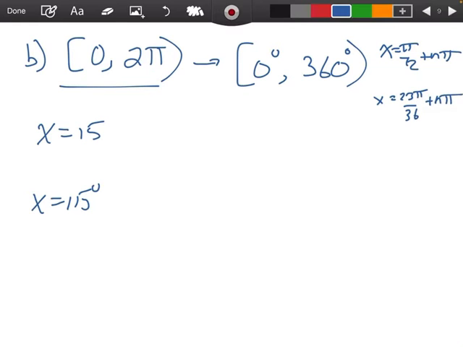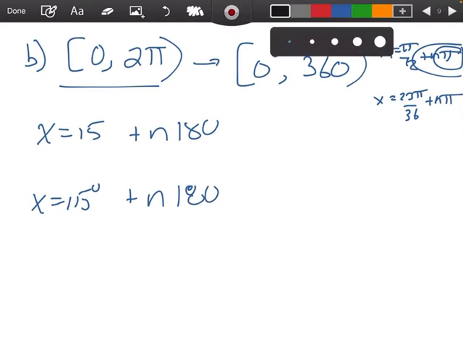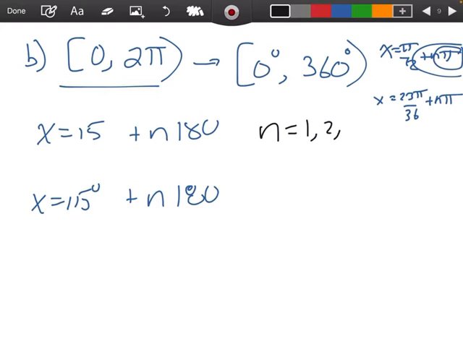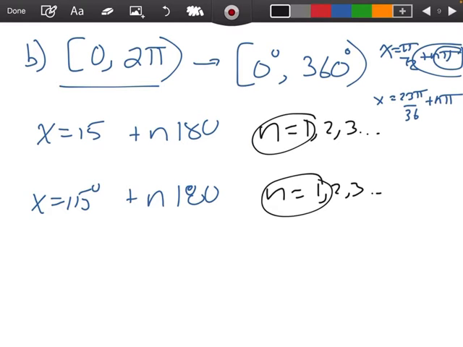Okay, so look, I want to think about the general answer. My n is still n. If I were to convert pi back to degrees, that would be 180 for both of them, okay? So remember what n is equal to here, y'all. n is equal to 1, 2, 3, and so on and so forth for both of them. So let's see what happens when n equals 1, okay?